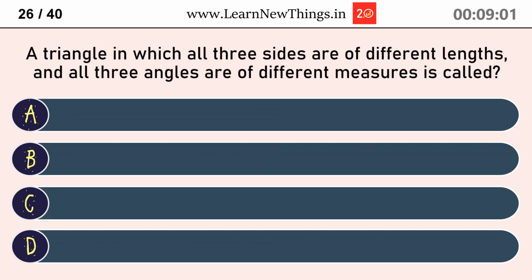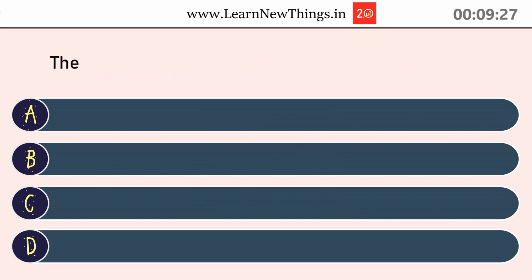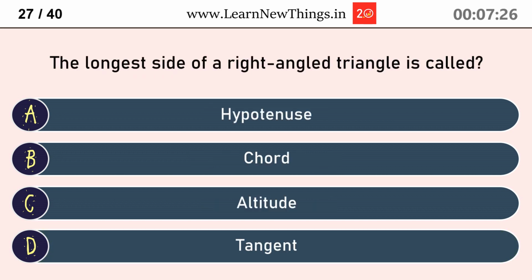A triangle in which all three sides are of different lengths and all three angles are of different measures is called scalene triangle. The longest side of a right-angled triangle is called hypotenuse.